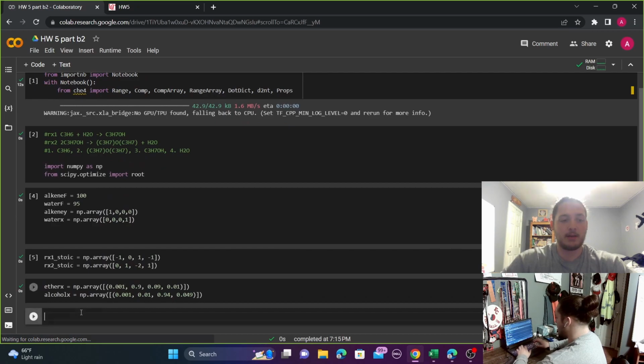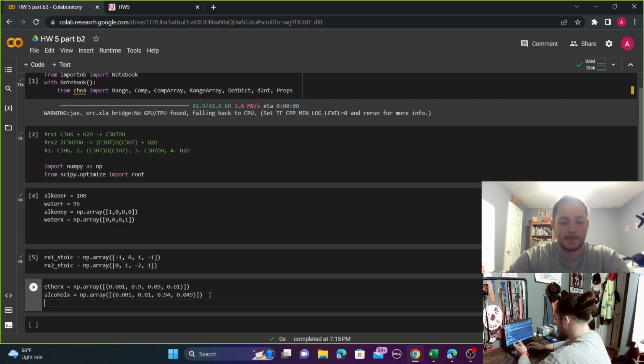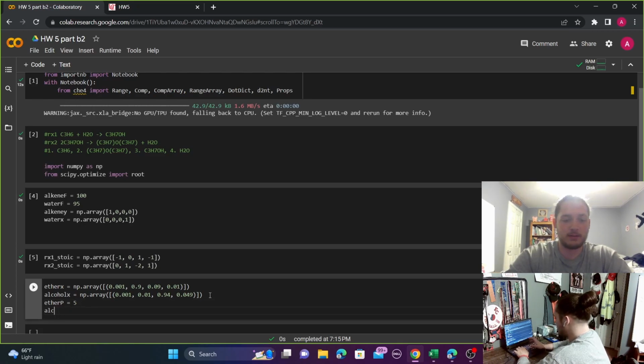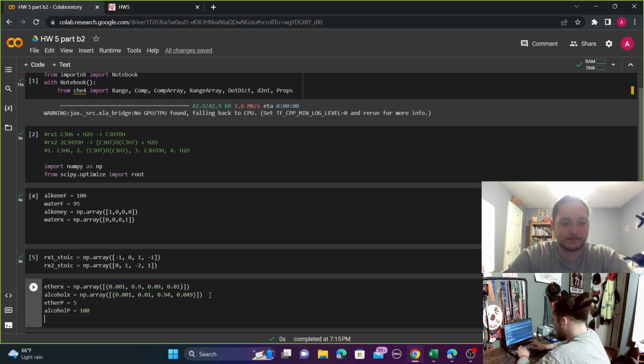So now we can go ahead and input some guesses for the extent of our reaction, and we can input some initial guesses for the output flow of our ether and our alcohol. So entering in expressions for our ether product is going to be equal to, we can just make these up, and we are guessing 5. And for our alcohol product, we can guess 100. And we can hit shift enter.